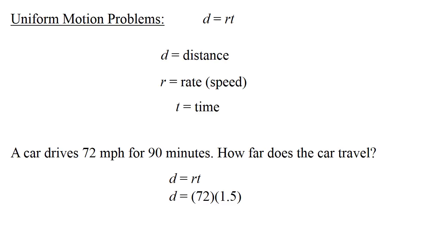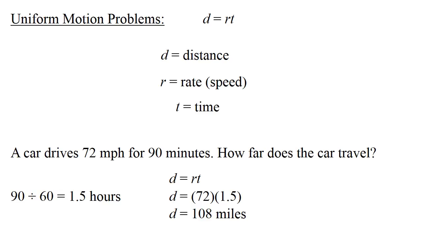Well, notice our rate is in miles per hour, not miles per minute. So you have to keep all your units the same. Since I'm talking about miles per hour, I should change minutes into hours. There's 60 minutes in an hour. 90 divided by 60 is 1.5 hours. That's going to be very important. You never want to work with different units of time, so that things work out correctly. And then you multiply those. 108 miles is how far that car would drive.